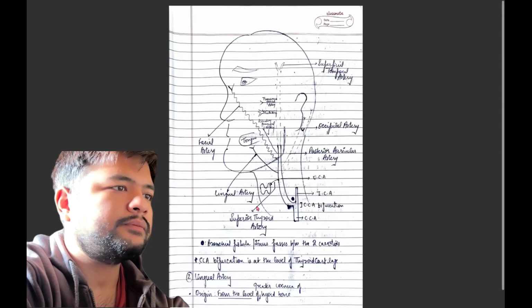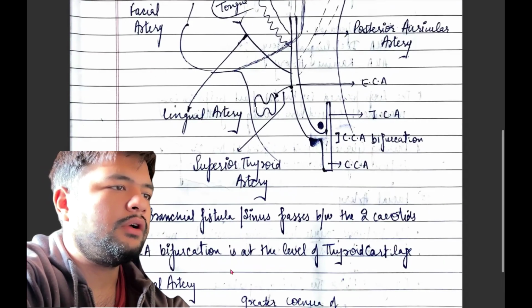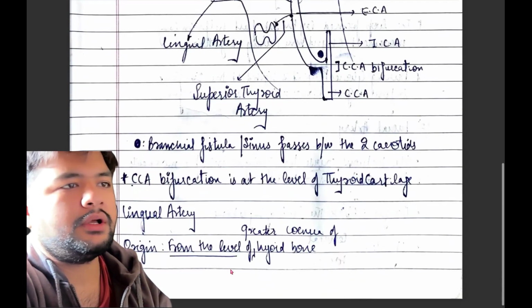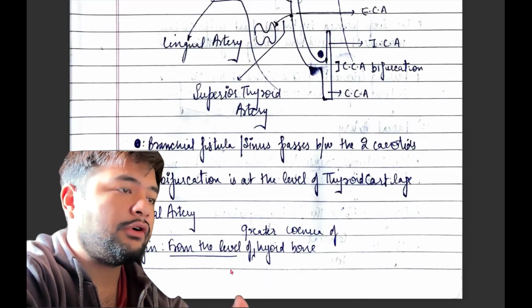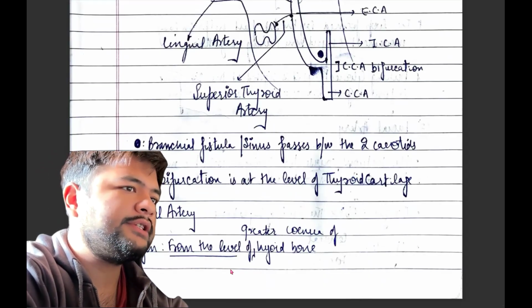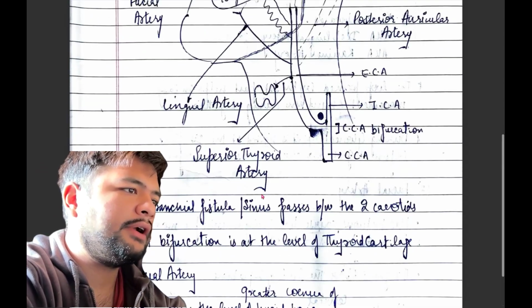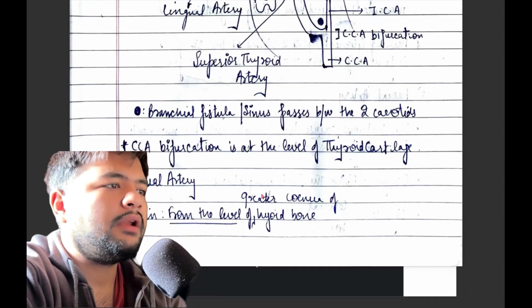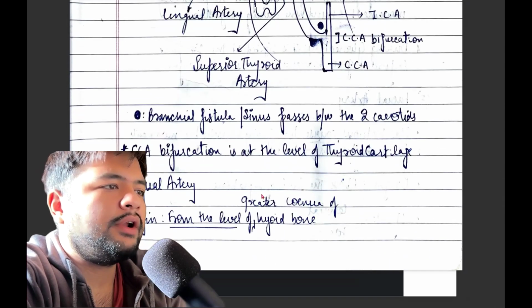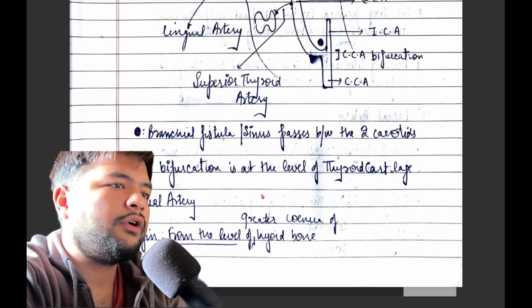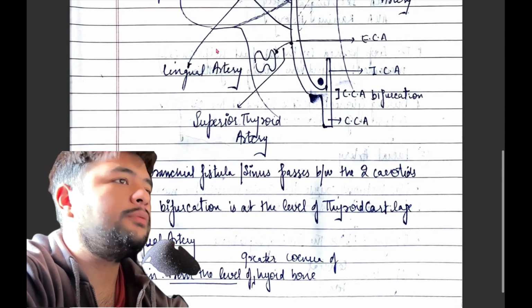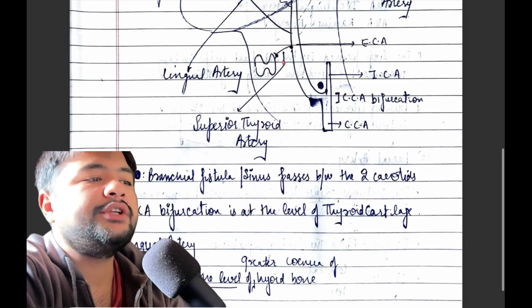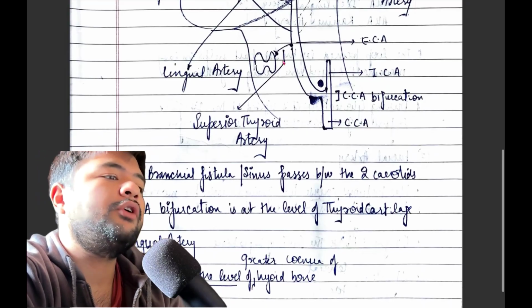Okay. So coming to the level at which the common carotid artery bifurcation is seen, it is seen at the level of thyroid cartilage. Now coming to the lingual artery, its origin is from the level of the greater corner of hyoid bone, unlike the superior thyroid artery, which had the origin below the level of the greater corner of hyoid bone.